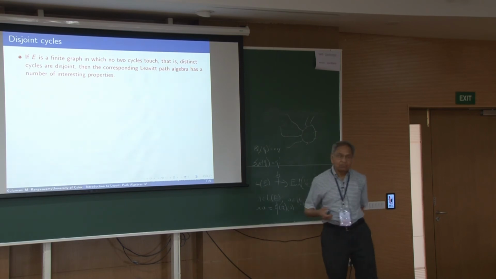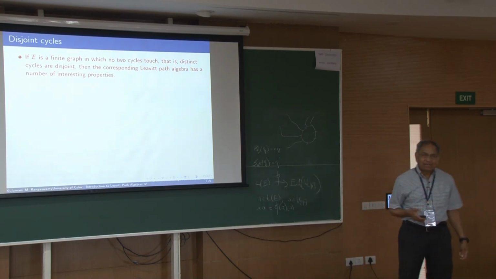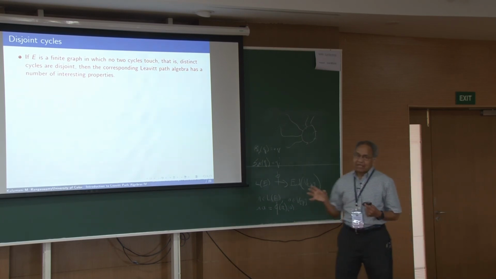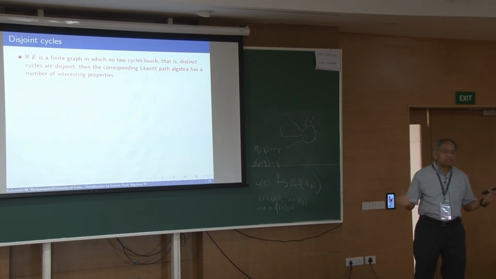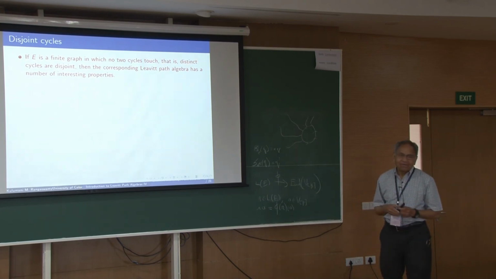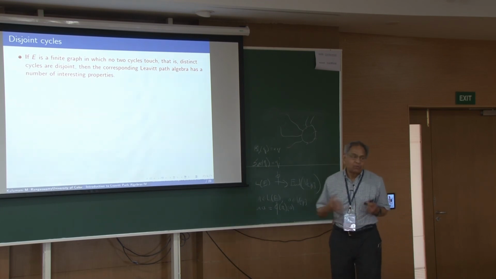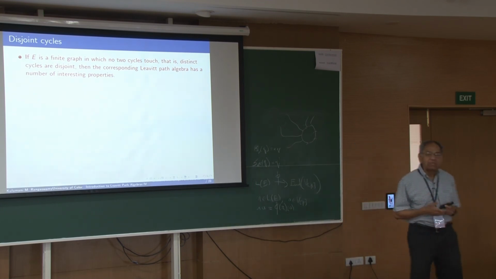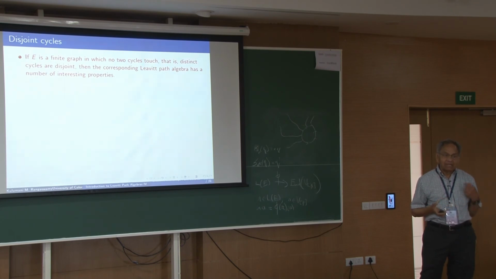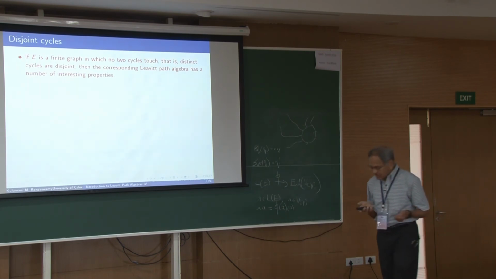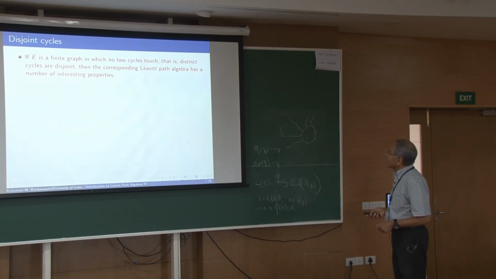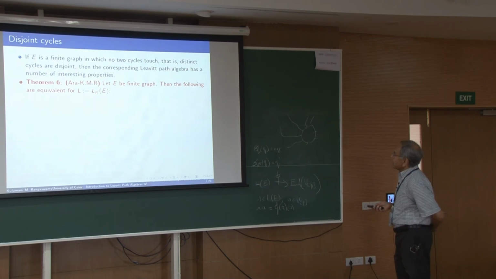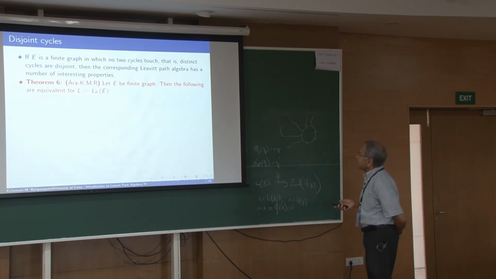But what happens if 2 cycles do not touch? Let's go to the other extreme. Here there exist 2 cycles which touch. Suppose you consider the case where no 2 cycles touch each other. Even in the finite graph case, you get a really nice description of Leavitt path algebras having really interesting properties. These I would like to just share with you. We won't prove that here. This is work by Aaron and myself.